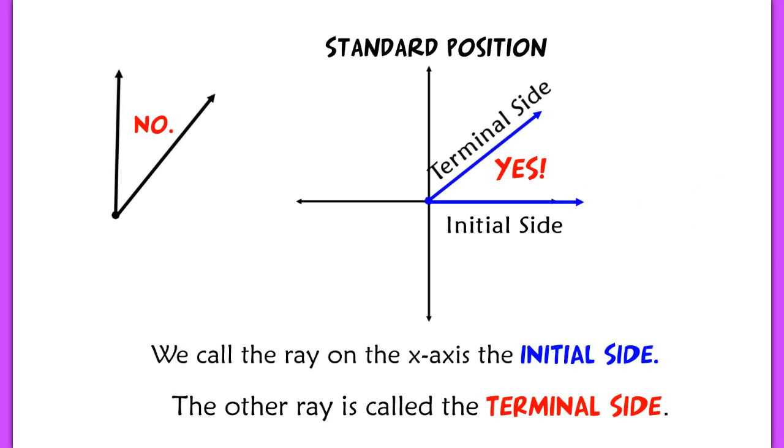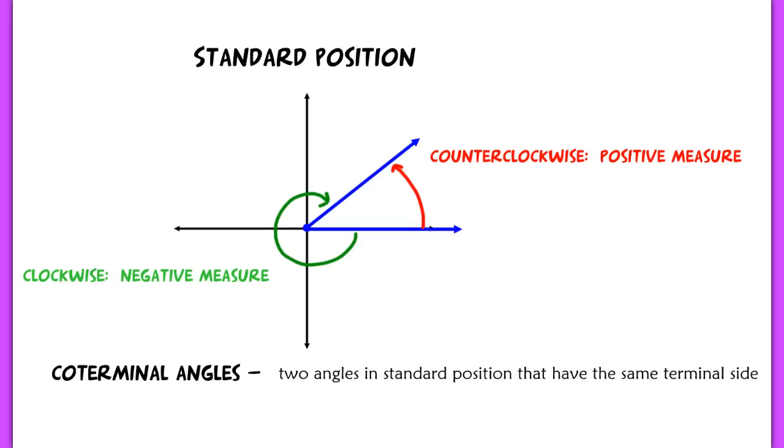Now we have two sides. We have an initial side, which is the ray that's lying on the x-axis, and the terminal side. Now, when you go clockwise, this is actually a negative angle measure. So if you were to consider this, this would be a negative angle measure here, and when we go counterclockwise, this is a positive measure.